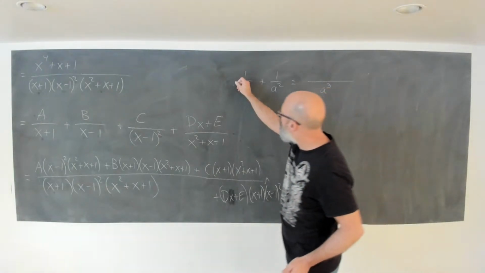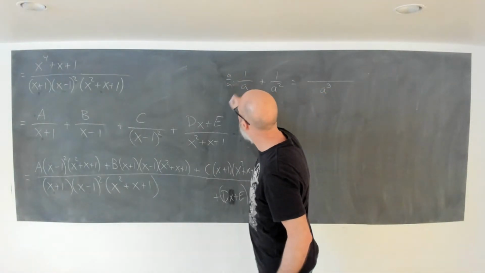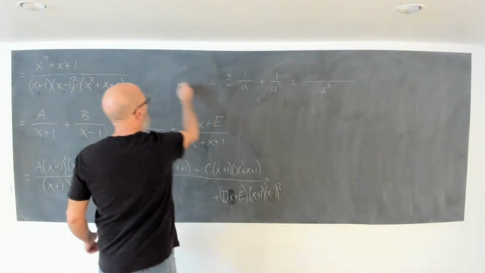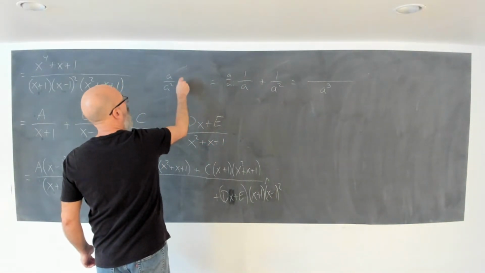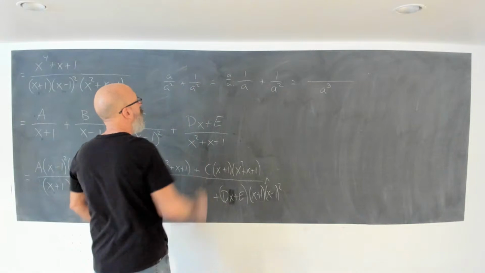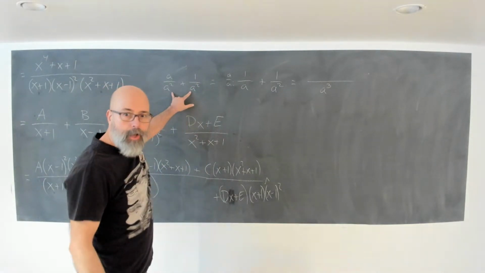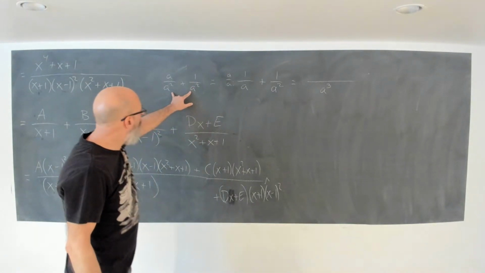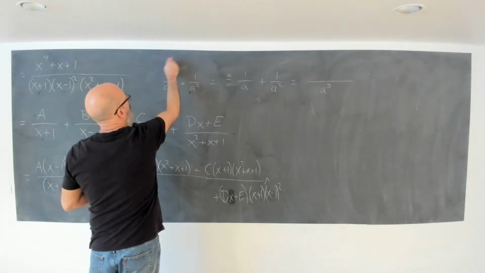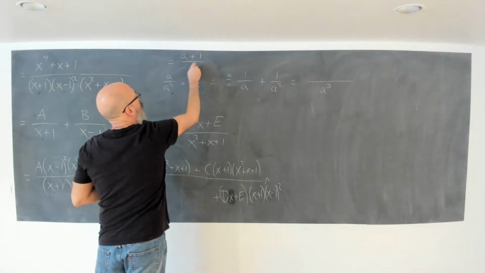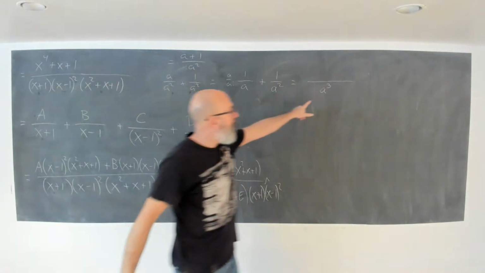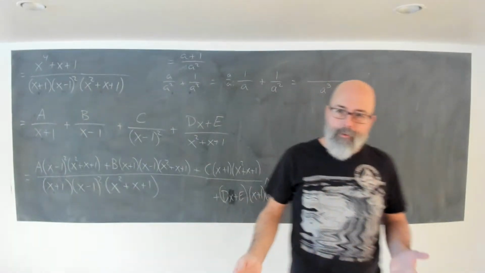Because if you multiply this by a over a, then this becomes a over a squared plus 1 over a squared. And now you have the same denominator. So this is just a plus 1 over a squared. But if you want to go with the a cubed, nothing wrong with that.